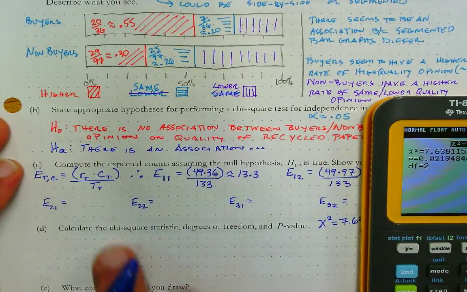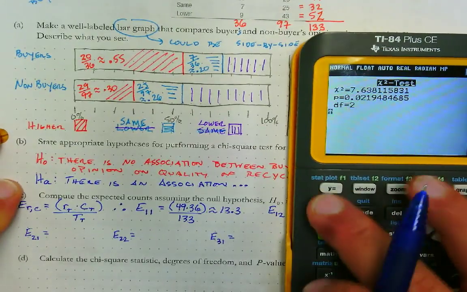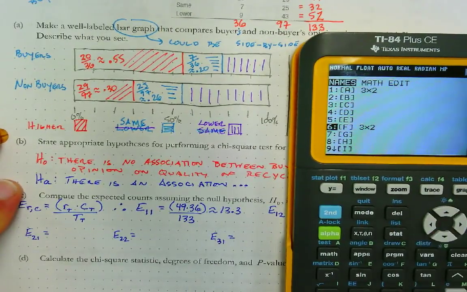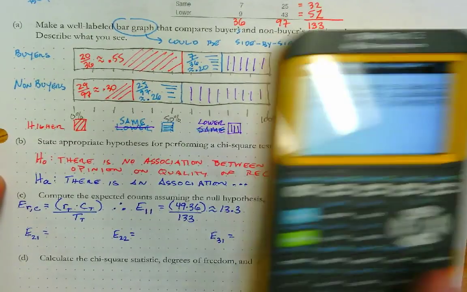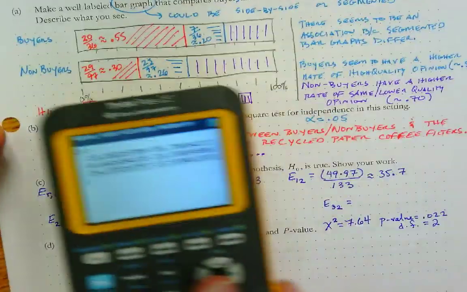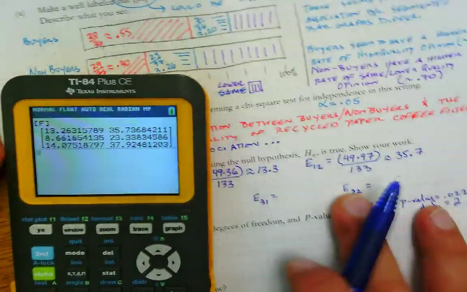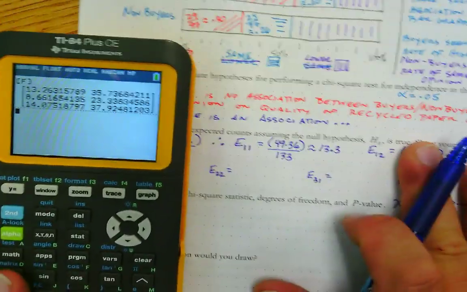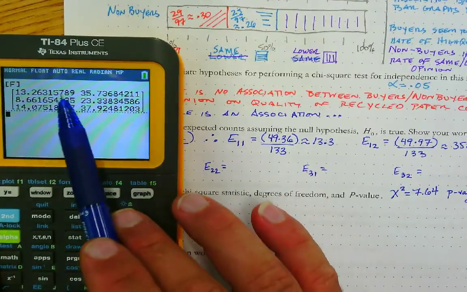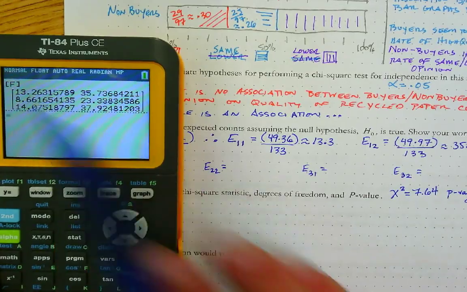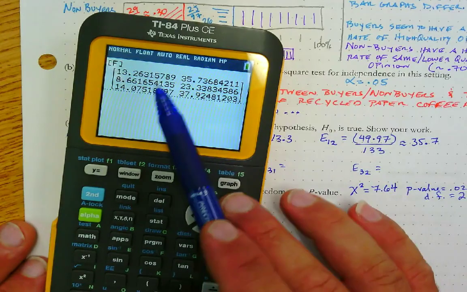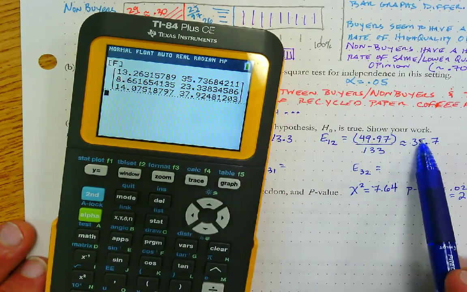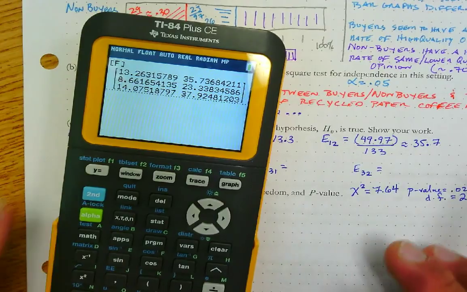But what was I looking for right now? My expected counts. My expected counts we put into matrix F, and look, it already made the matrix for us. So we look to our matrix and we see, in my first row, first column, about 13.3. Yes. Then first row, second column, about 35.7. Yes. So I just need to finish this out.